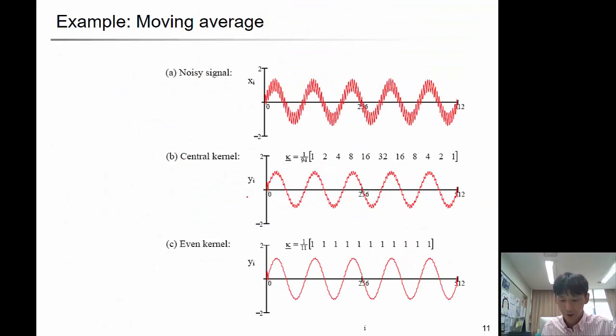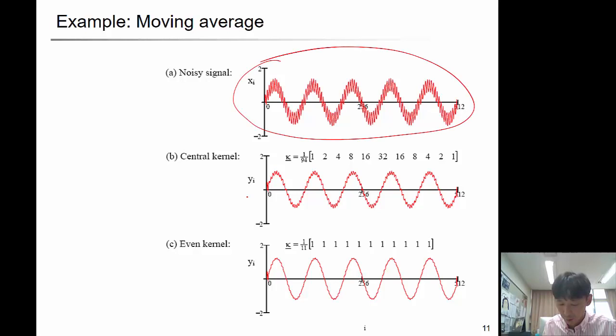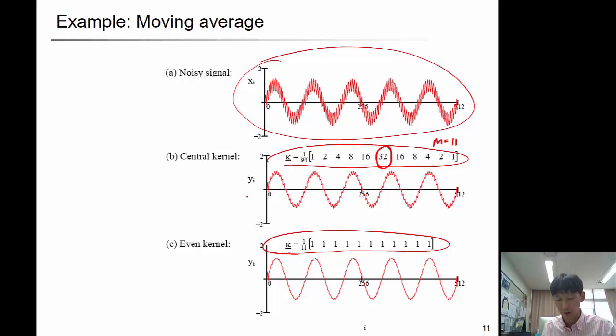Say this is the original signal with some noise, and when you apply this central kernel, what's the length of the kernel? 1, 2, 3, 4, 5, 6, 7, 8, 9, 10, 11. Kernel size is 11. And when you applied it, noise was removed a little bit. The interesting thing is that you have more weight at the center and less weight as you go further away from the ith number. And the even kernel is just the one. For this type of noise, the even kernel was more effective, but it won't always be true for different kinds of signals if you have a different noise.